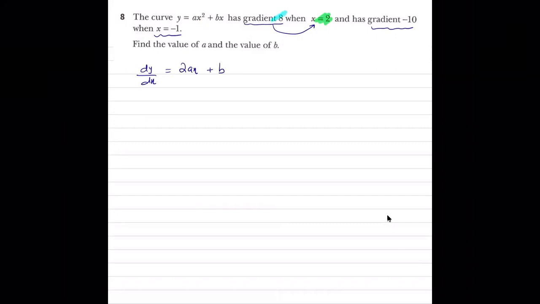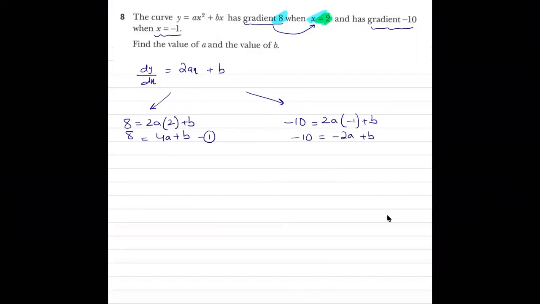Now, this is the value of dy by dx when x is 2. So dy by dx is 8 when x is 2. This is going to give you one equation. And dy by dx is minus 10 when x is minus 1. That is going to give you another equation. You're going to solve the two equations simultaneously and get the values of a and b.